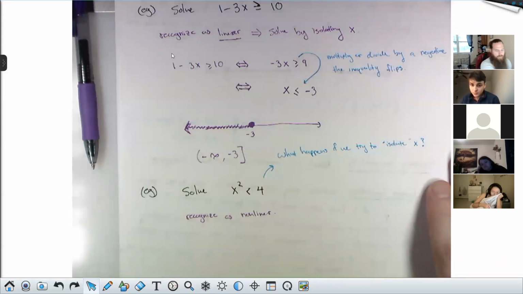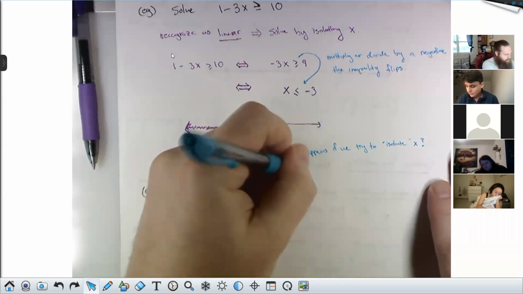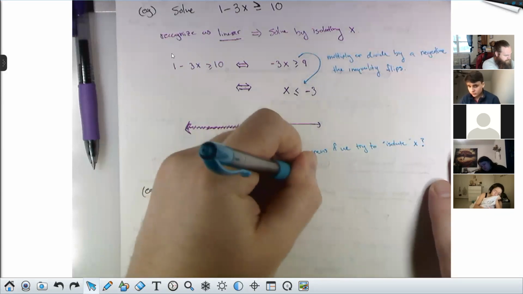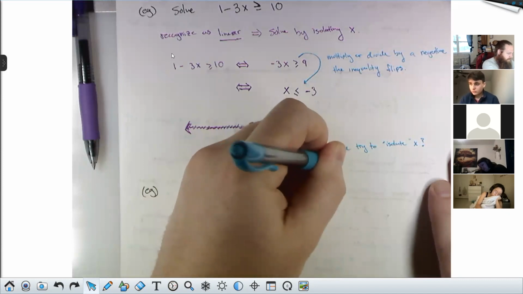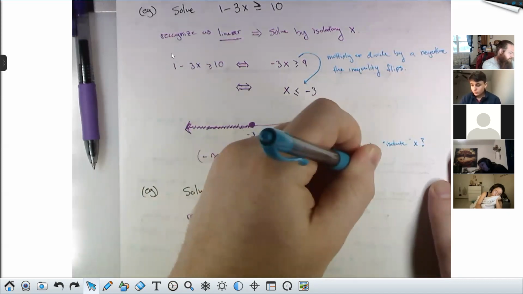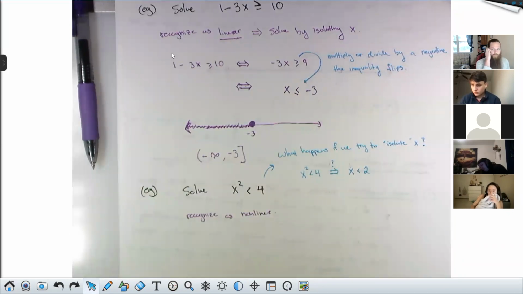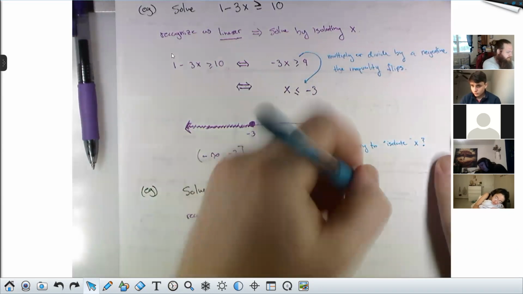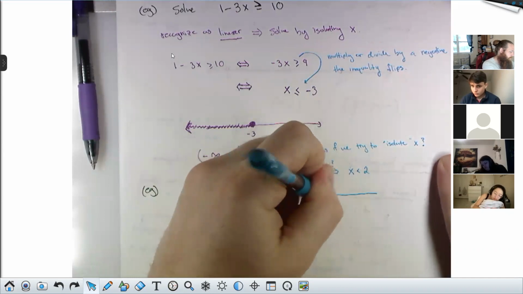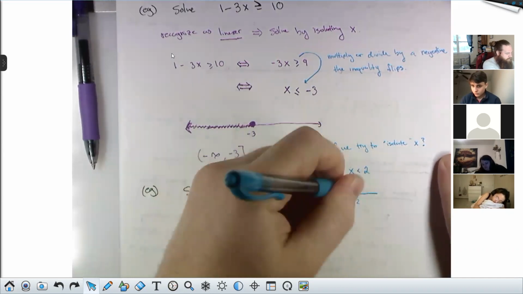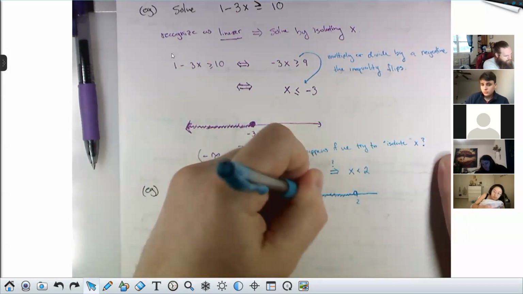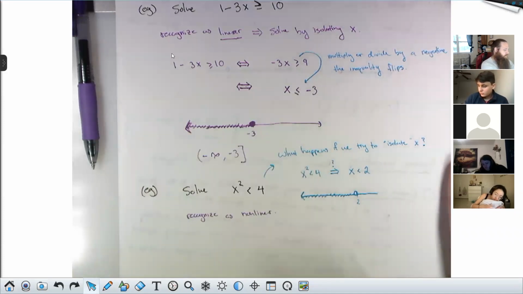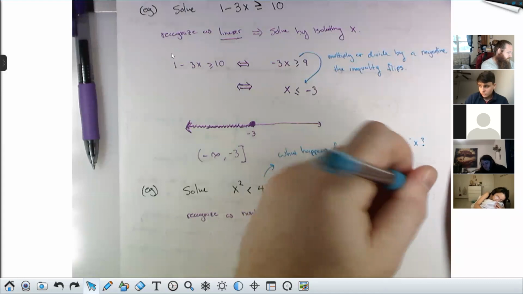Well, if I try to isolate x, then I would maybe take square roots on both sides. And then I'd get something like x is less than 2. But we will see in a moment that that's not correct, right? So if I put 2 over here, then this would be this set, or negative infinity up to 2.